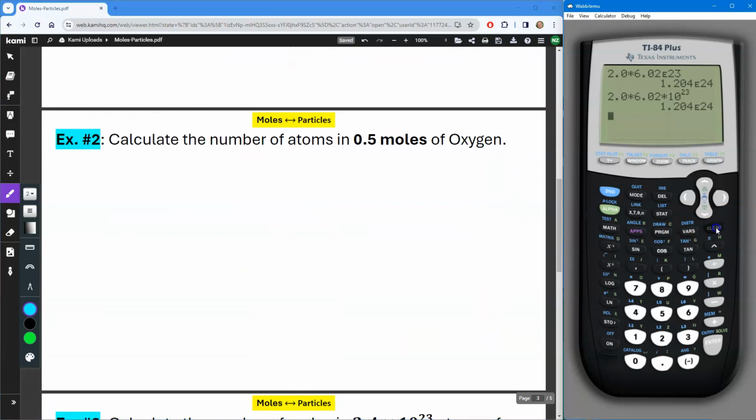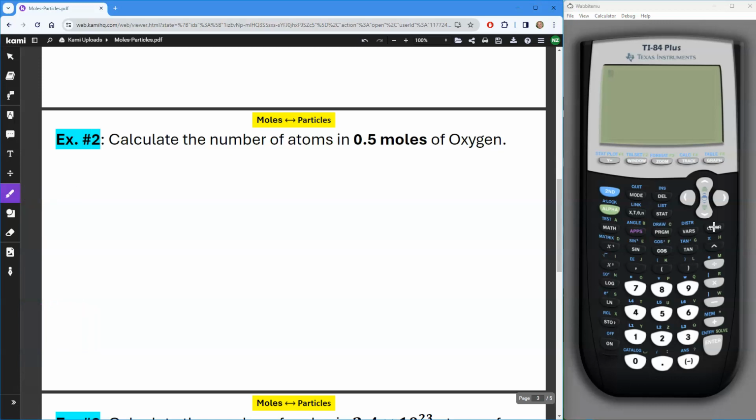Okay, let's do another one. So notice we did not need the molar mass here at all. We're always going to use that same number, Avogadro's number. Calculate the number of atoms in 0.5 moles of oxygen. So 0.5 moles of oxygen.